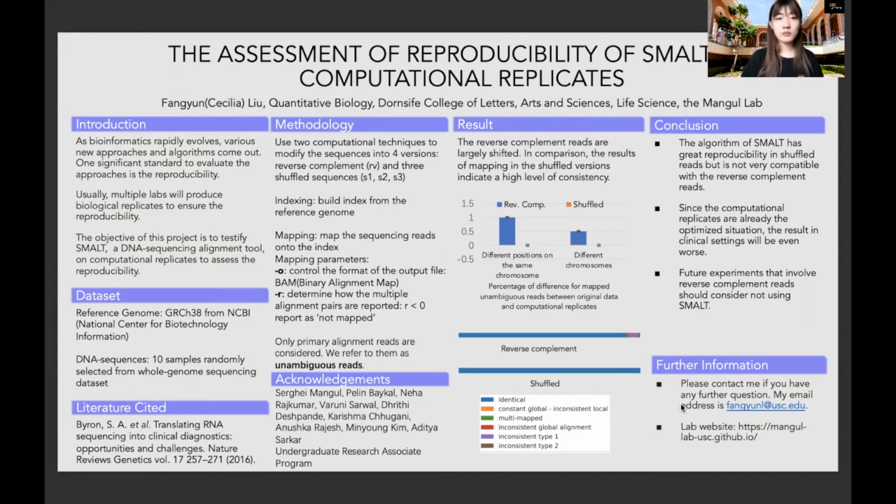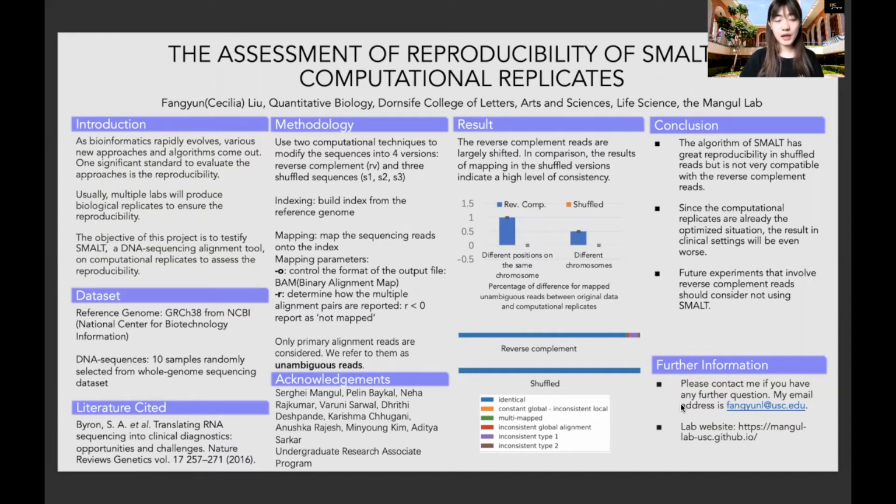For the reference genome, we chose GRCh38 from NCBI, and we took 10 samples randomly selected from a whole genome sequencing dataset. Then we used two computational techniques to modify these 10 samples into four versions. The first is the reverse complement, and the other three are the shuffled sequences versions.